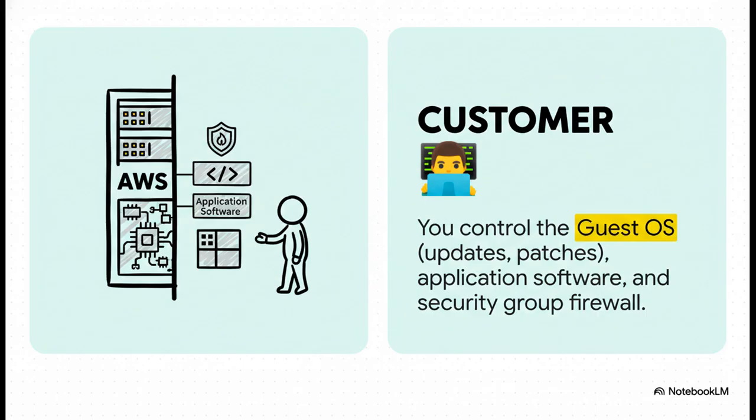AWS handles the physical server and the virtualization layer that makes your instance run. But you are responsible for managing that guest operating system. That means you are doing the Windows or Linux updates. You are applying security patches. And you install your own software and configure the virtual firewall, which we call security groups. All of that is on you.